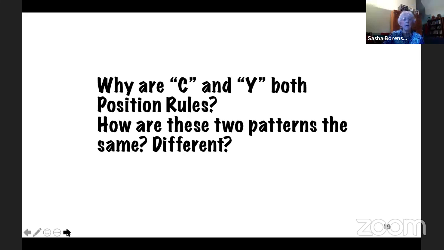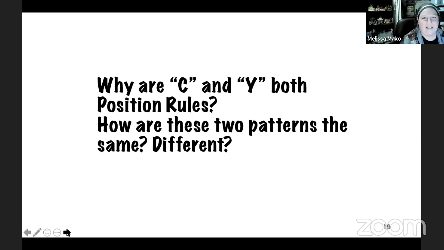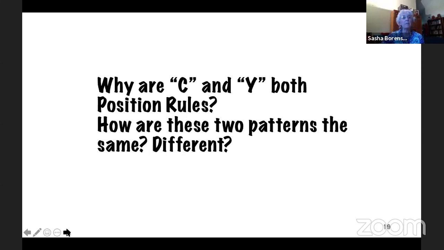Melissa, why is Y a position rule? Yeah. That's a good question. Because depending where it is, it has a different sound, which we talked about, all the different sounds. So at the end of a two-syllable word. And that's the other part of a position rule, isn't it? Perfect. Mm-hmm. Now, somebody else is going to tell me how they are different.